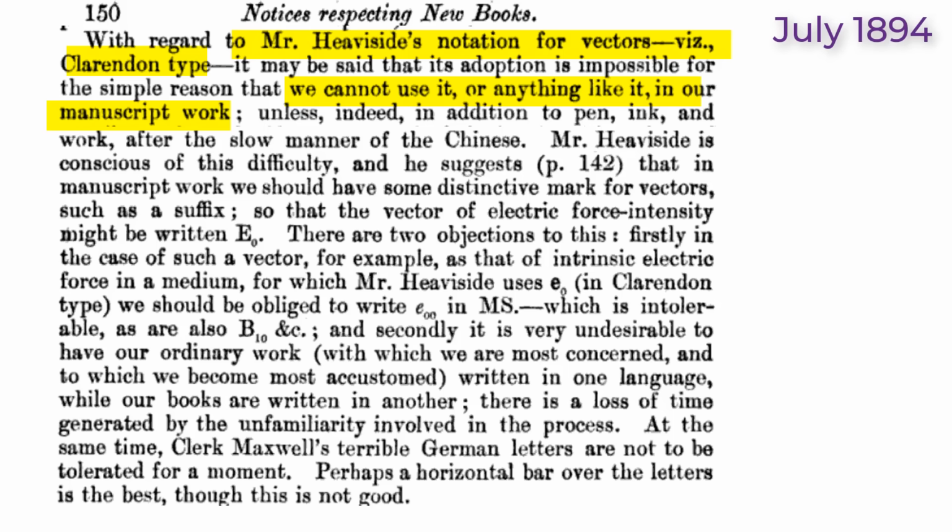Also, it was in this same review of Heaviside's book where Mention noted how difficult it would be to handwrite the Clarendon type, and that Heaviside's suggestion of a suffix would sometimes result in a double suffix, and suggested perhaps a horizontal bar over the letters is best, though this is not good. Quickly, Mention's tentative suggestion of a bar was replaced with an arrow, as it has remained ever since.